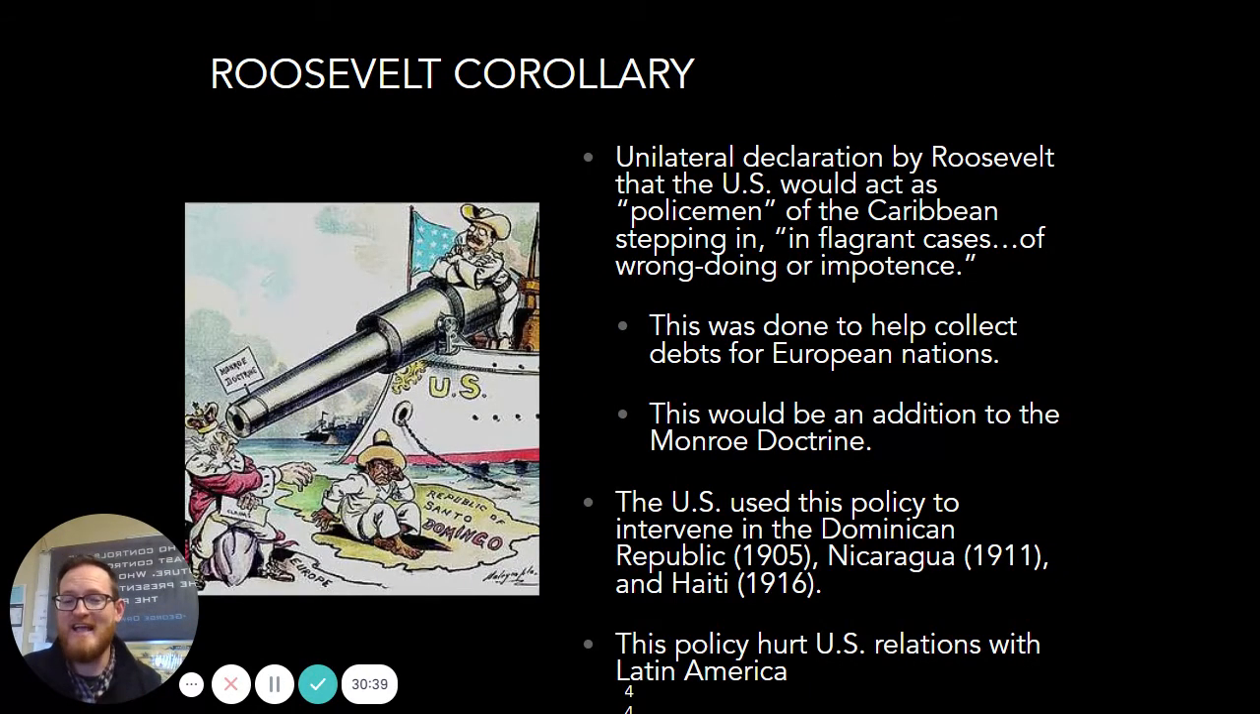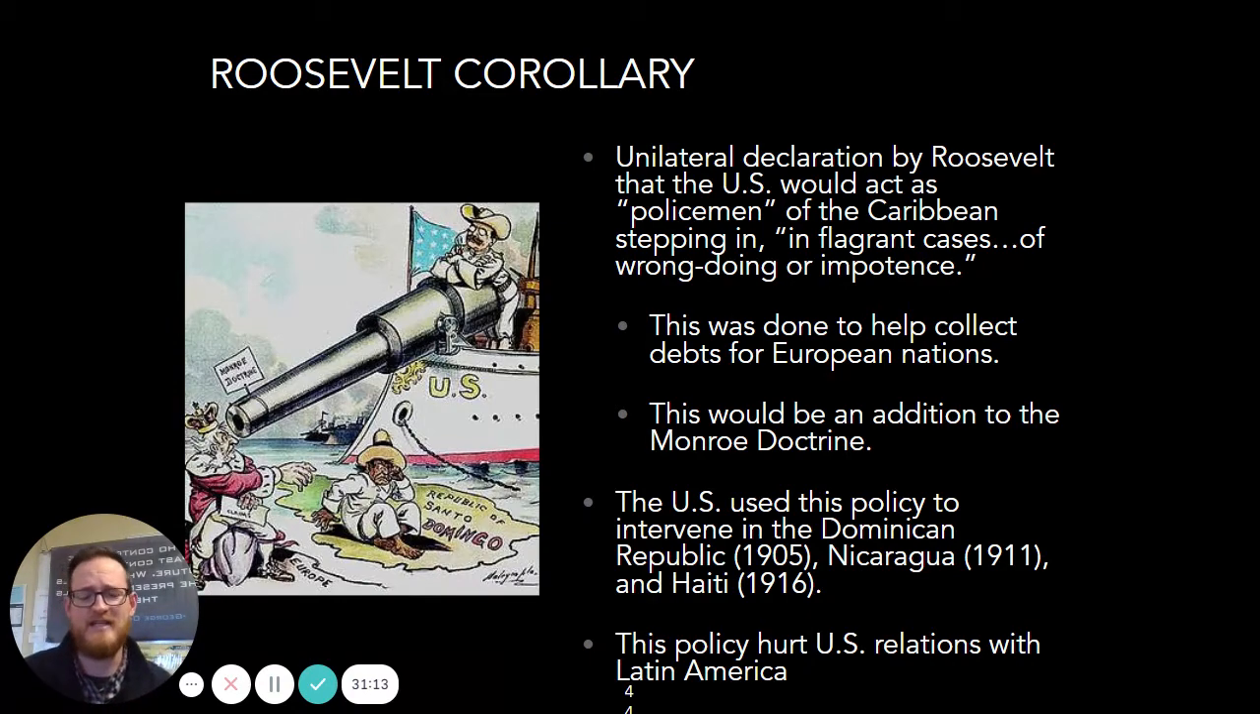So with this, you're going to see a change in the Monroe Doctrine. The Monroe Doctrine is still around, but Roosevelt's going to add his own twist on the Monroe Doctrine. And again, we already said he was in favor of speaking softly and carrying a big stick. And with this corollary, he is going to declare that the U.S. would act as a policeman of the world, of the Caribbean, stepping in flagrant cases of wrongdoing or impotence. This was done to help collect debts for European nations, and would be in addition to the Monroe Doctrine.